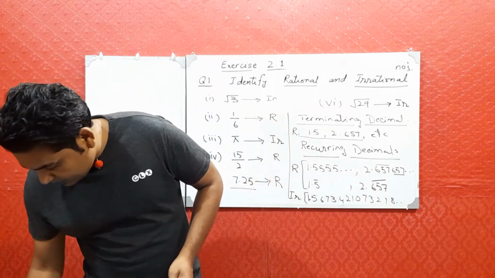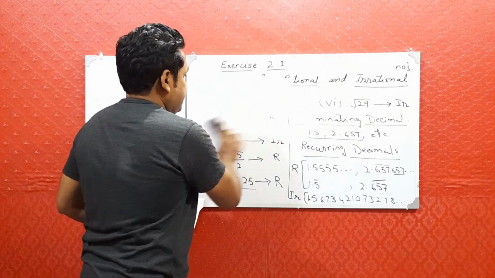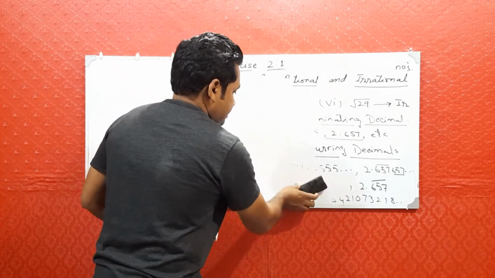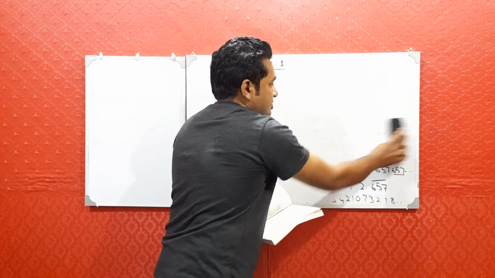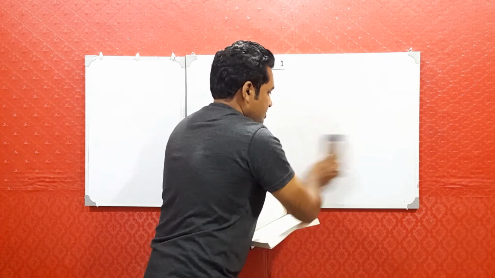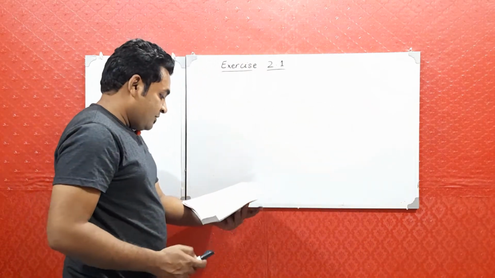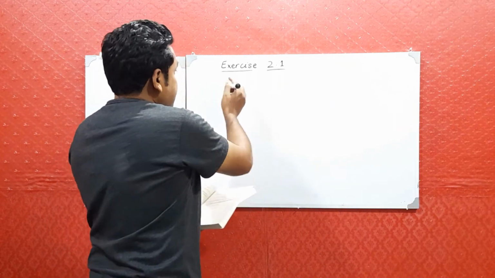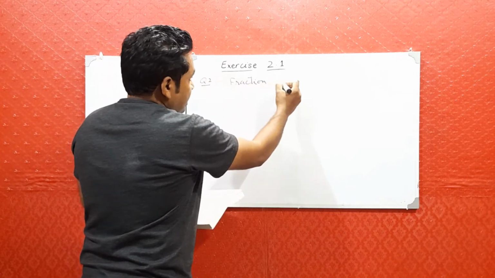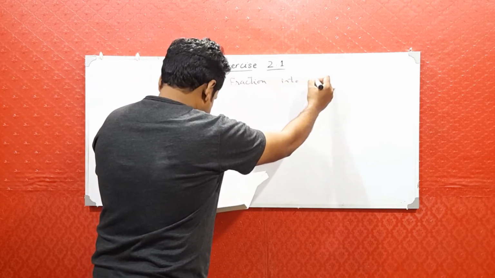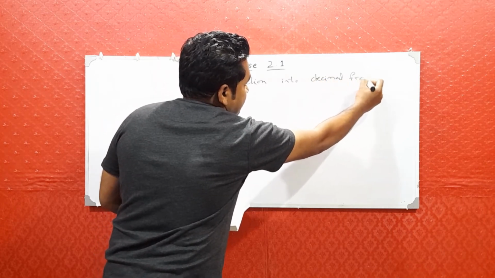Now let's move towards the second question. The second question is to convert the following fractions into decimals. Fractions, we are going to convert into decimal fractions.